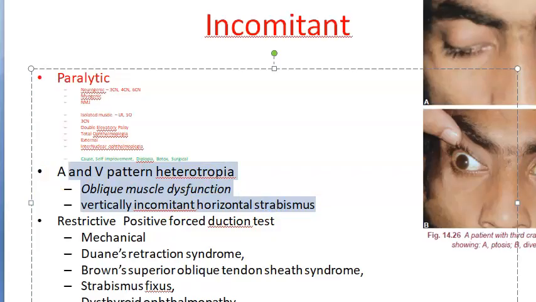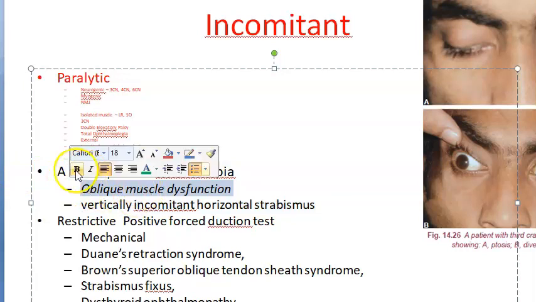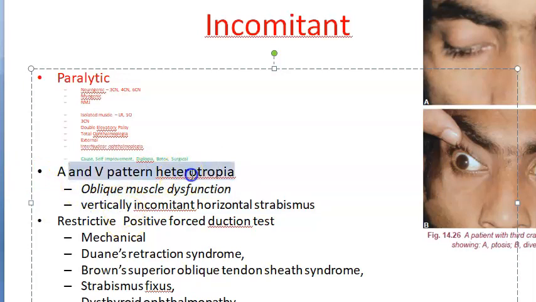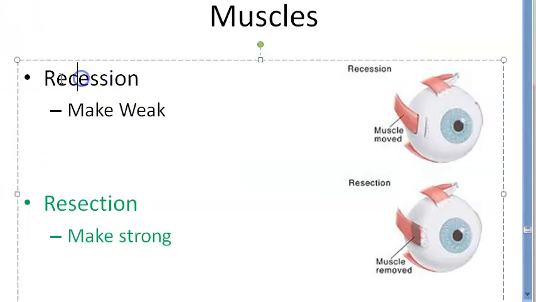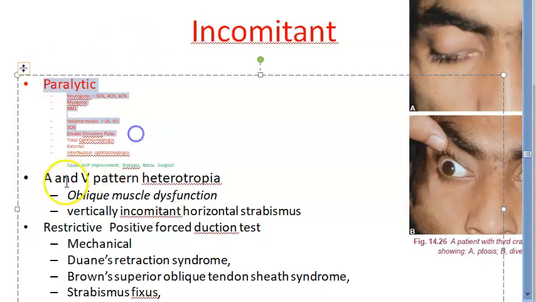And in this, there is esotropia, exotropia, A and V esotropia, A and V exotropia, etc. Just remember, this is because of oblique muscle dysfunction, okay? And A and V pattern heterotropia refers to vertical incomitant horizontal strabismus. Okay, if you can understand it, very good. Then what is the treatment for this? Same thing, okay, fix the muscle. So here you will do recession, or you will do resection. So in incomitant we finished paralytic, we finished A and V pattern heterotropia.